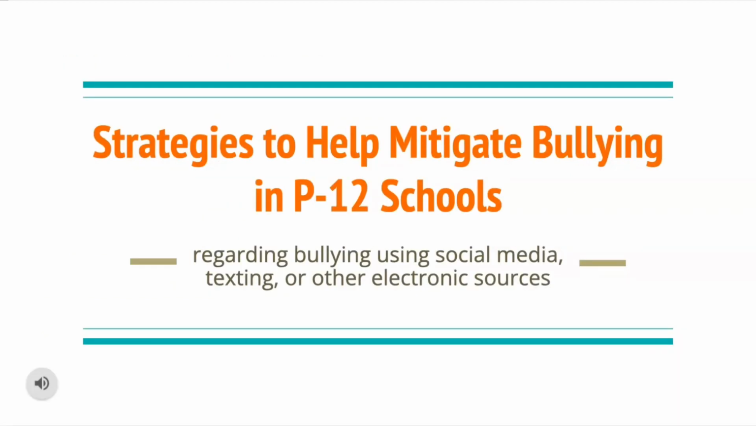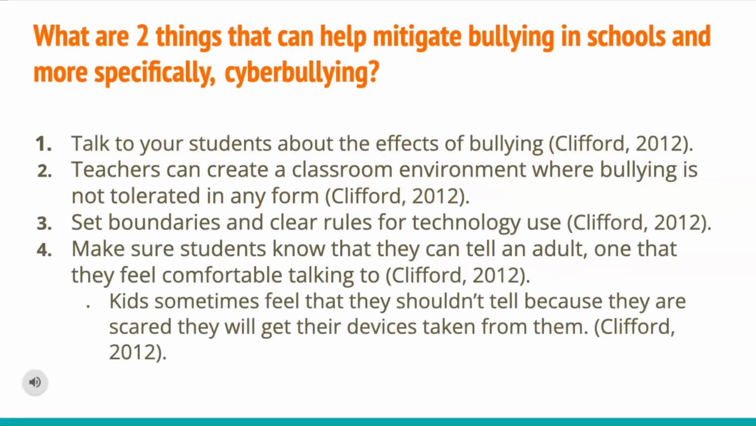Strategies to help mitigate bullying in P-12 schools regarding bullying using social media, texting, or other electronic sources. What are things that can help mitigate bullying in schools and more specifically, cyberbullying? 1. Talk to your students about the effects of bullying. 2. Teachers can create a classroom environment where bullying is not tolerated in any form. 3. Set boundaries and clear rules for technology use. 4. Make sure students know that they can tell an adult, one that they feel comfortable talking to. Kids sometimes feel that they shouldn't tell because they are scared they will get their devices taken from them.